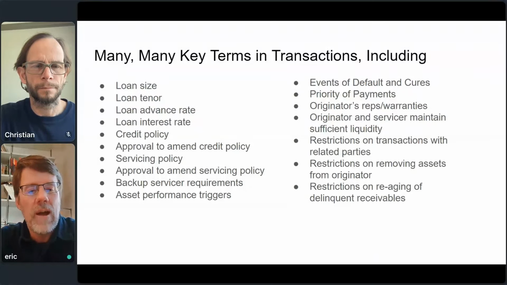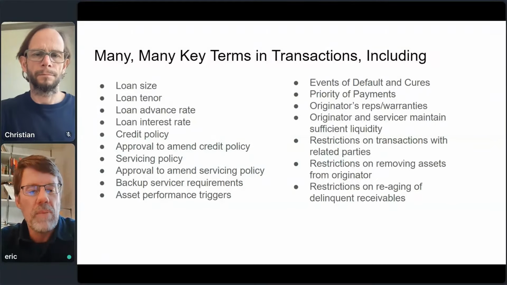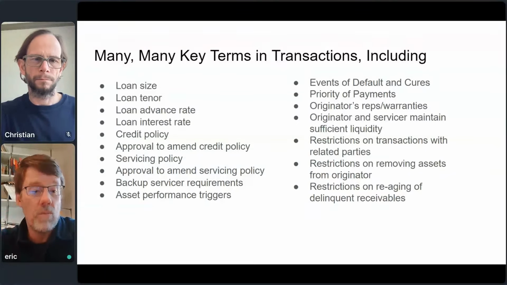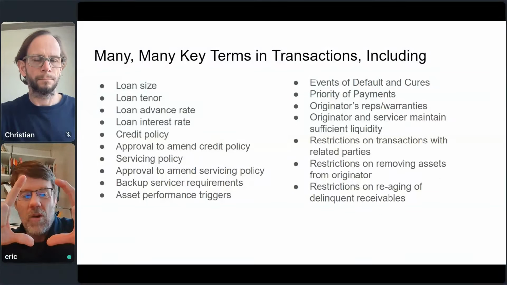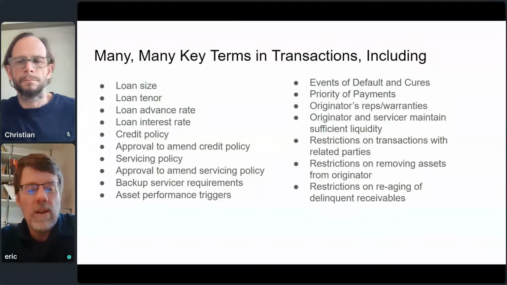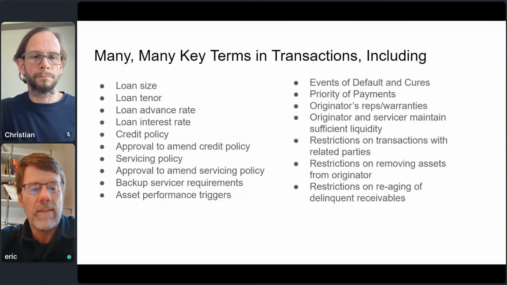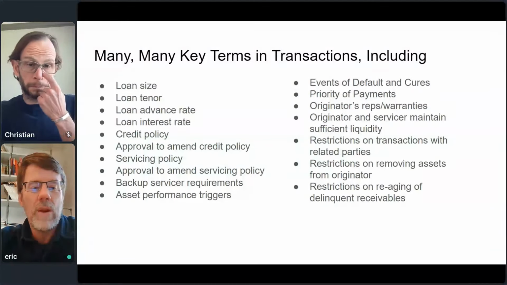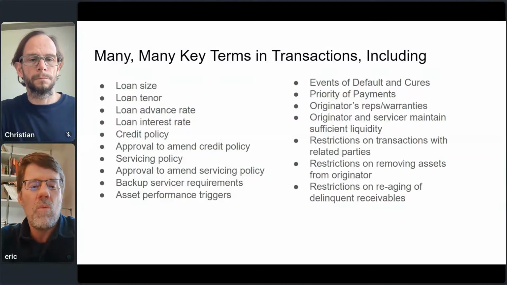What's the credit policy? How did they decide on making their loans, if it's an auto lender, how do they underwrite people? Are they allowed to approve or change the credit policy without your approval? That'd be a big problem, because you signed up to them doing this historically, and they say, oh, we suddenly want to do a whole lot more risk too. So you don't want them to be able to change it materially without your approval. What's the servicing policy? How do they service delinquent assets? Do they have to get your approval to amend the servicing policy? Do they need a backup servicer? How do the underlying loans need to perform? Are there triggers?